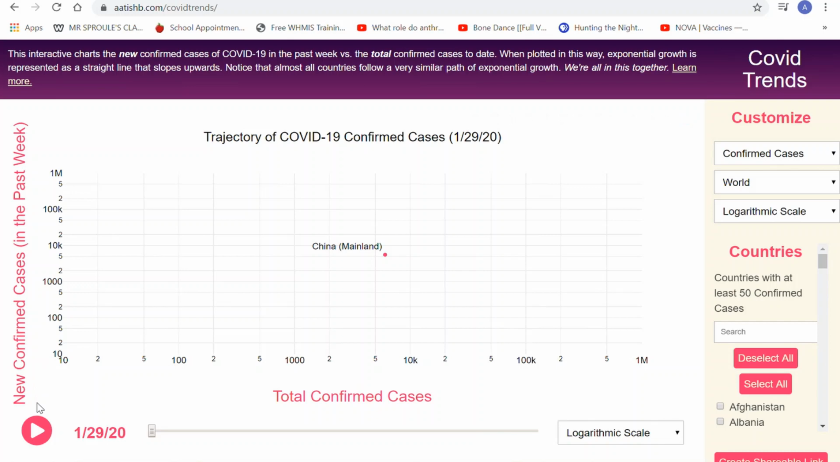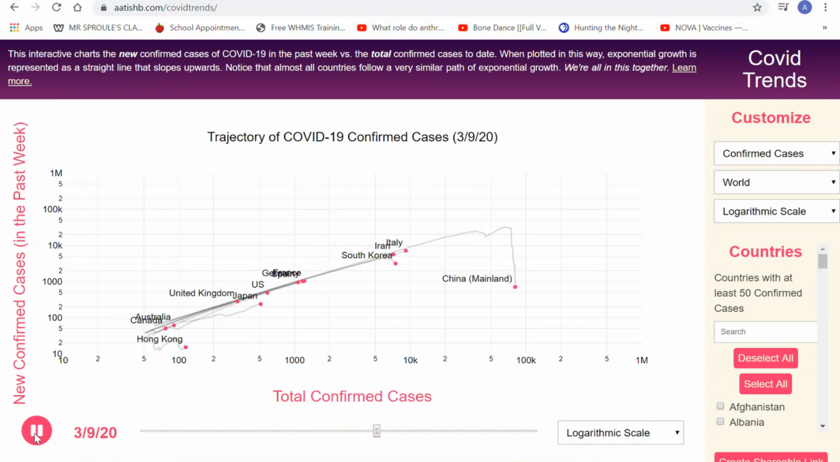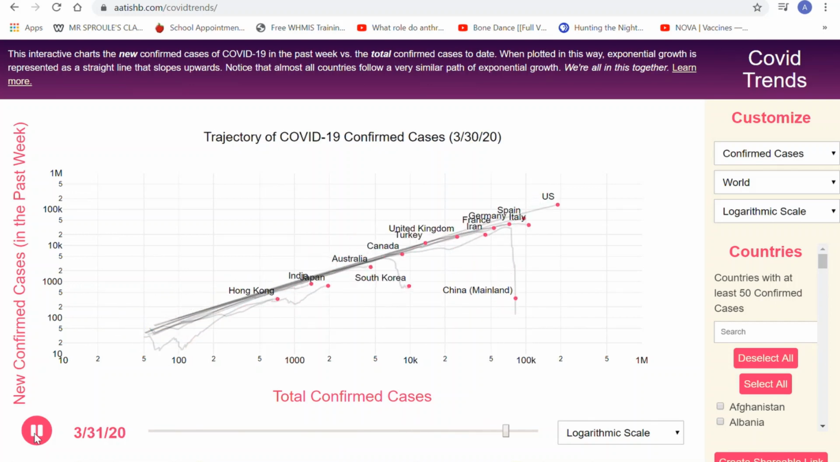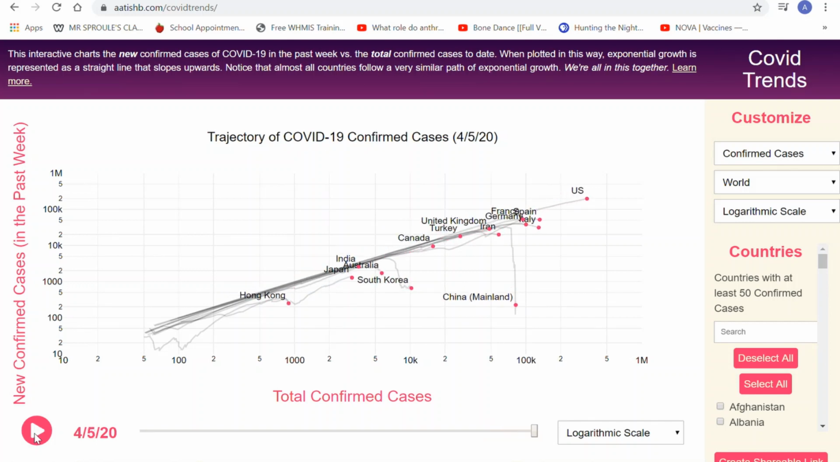As I click play, it's going to go across the different days. So this is the 1st of January 2020, and it'll go up to yesterday's date, which is April 5th. So as I go, you will see growth, and as it starts to spread to different countries, you'll see them appear down below. So you can just see Canada's appeared, and we go up to yesterday's date.